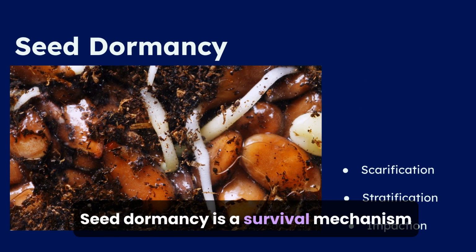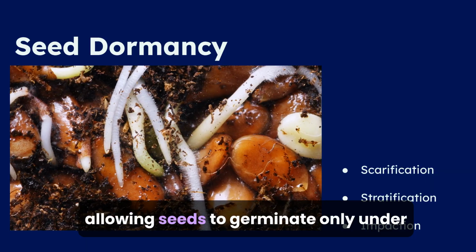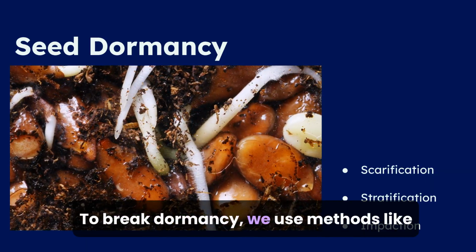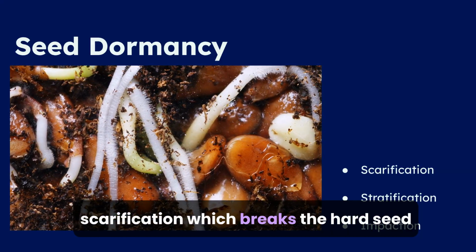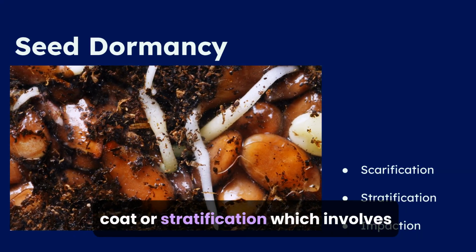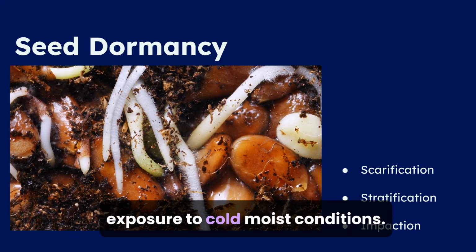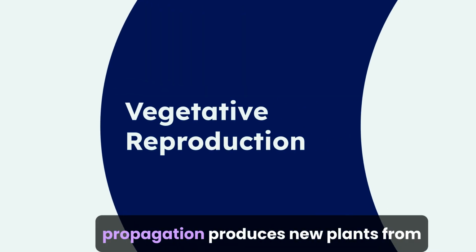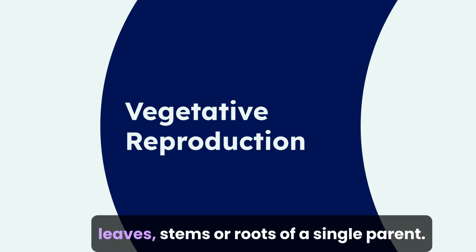Seed dormancy is a survival mechanism, allowing seeds to germinate only under favorable conditions. To break dormancy, we use methods like scarification, which breaks the hard seed coat, or stratification, which involves exposure to cold, moist conditions. Vegetative reproduction, or asexual propagation, produces new plants from leaves, stems, or roots of a single parent.